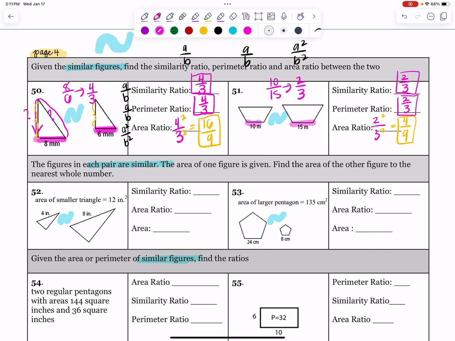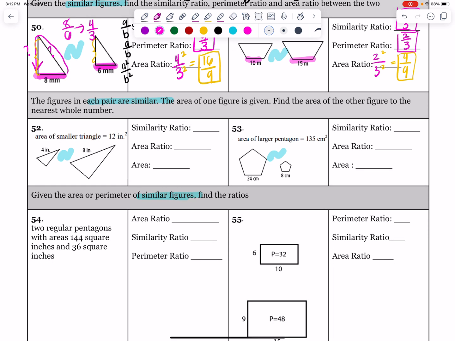Again, if you flip-flopped this, if you did 3/2 and 9/4, that would be totally fine as well. Because it says ratio, you can write it left to right or right to left. They did not specify.